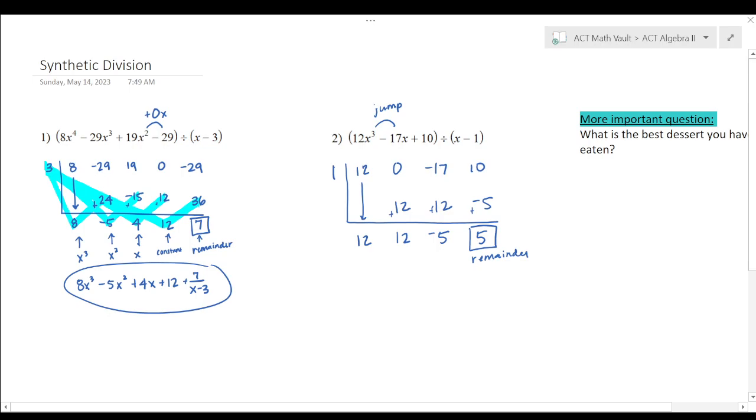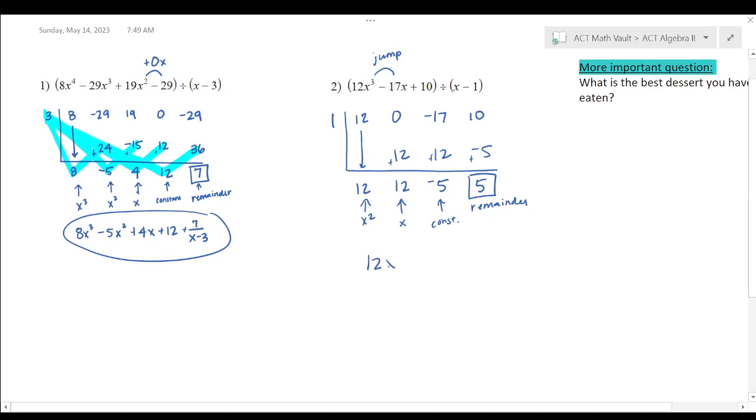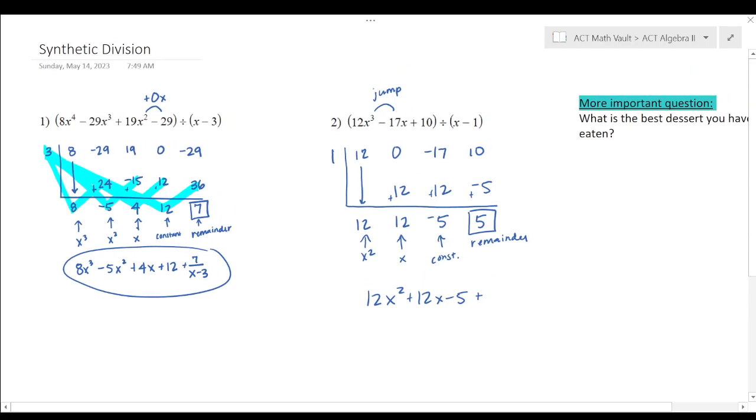So now how do I report my final answer? Well, this must be the x term, this must be the x squared term, and that negative 5 would be the constant. Okay, so the final answer is 12x squared plus 12x minus 5 plus, and then how do you report the remainder? Well, if it's a remainder, it's going to be over this divisor, which is what we said in the long division video as well. Okay, think back to grade school on that one.